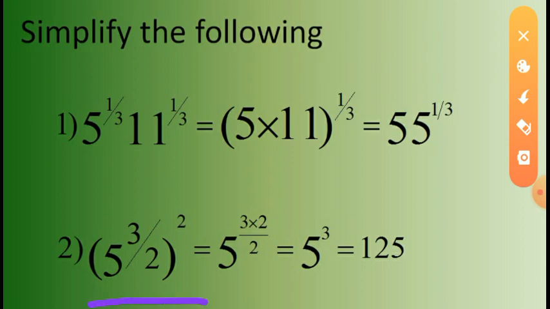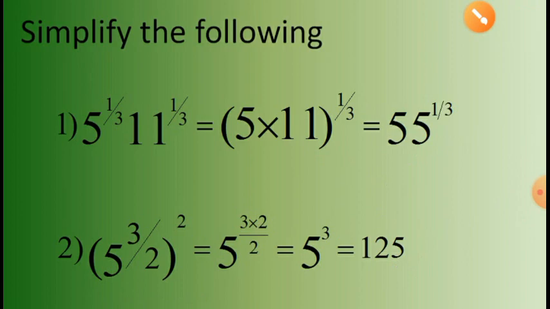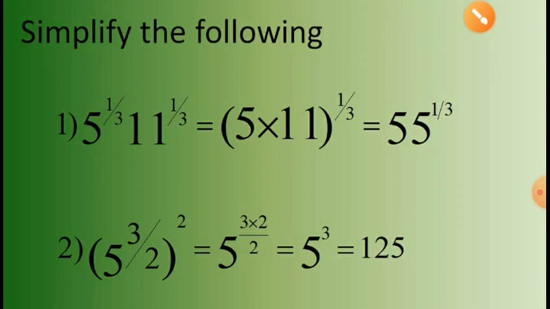5 raised to 3 by 2 bracket raised to 2. Now what is a raised to m raised to n? Yes, it is a raised to m into n. This 2 we have to multiply. Same thing, it will be 5 raised to 3 by 2 multiplied with 2. So this 2 and this 2 will get cancelled, and then you will get 5 raised to 3. But 5 raised to 3 is what? 125. So that will be the answer.